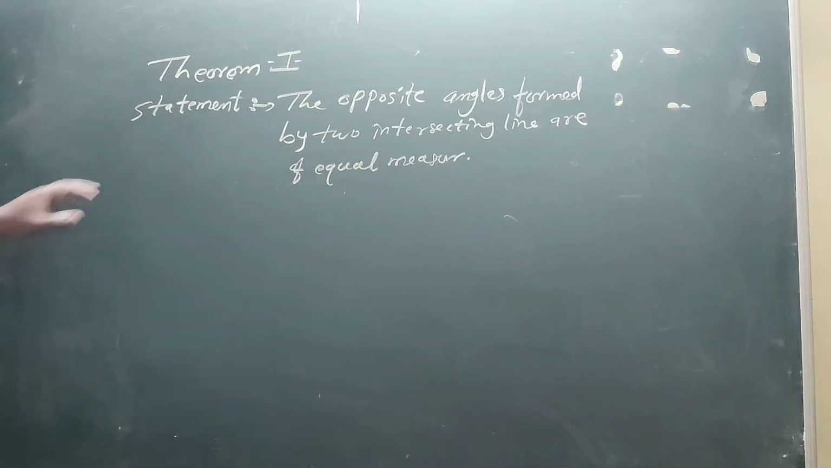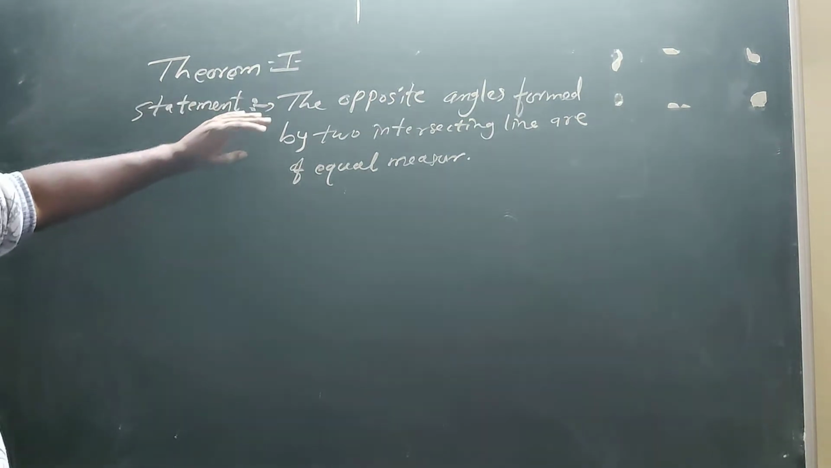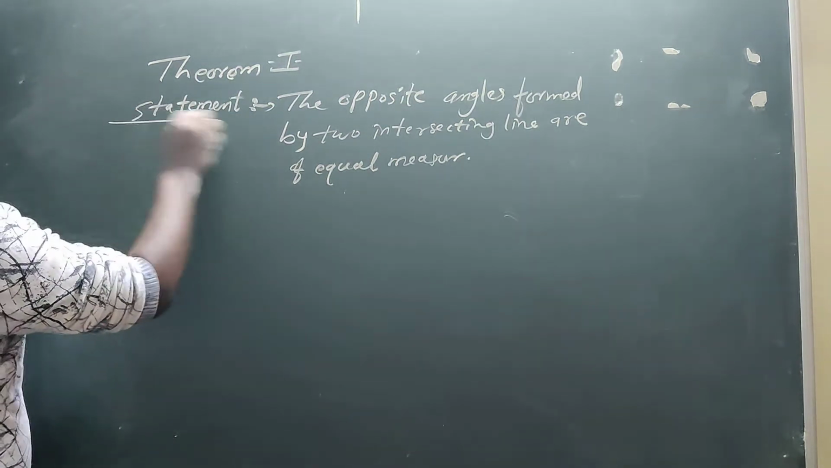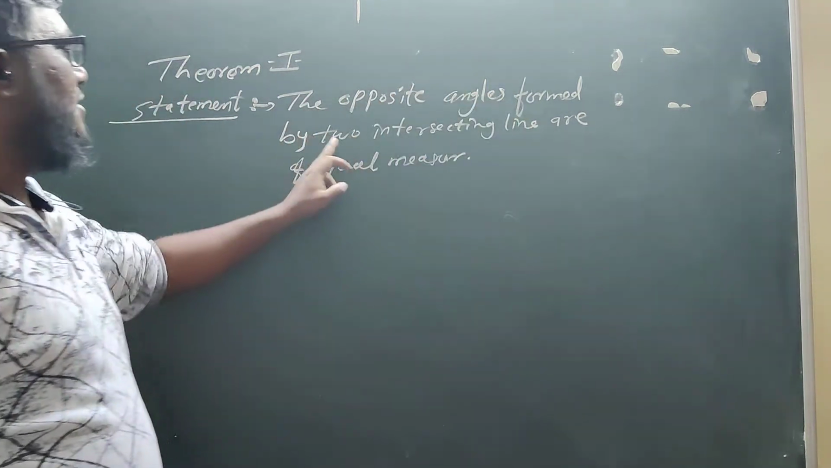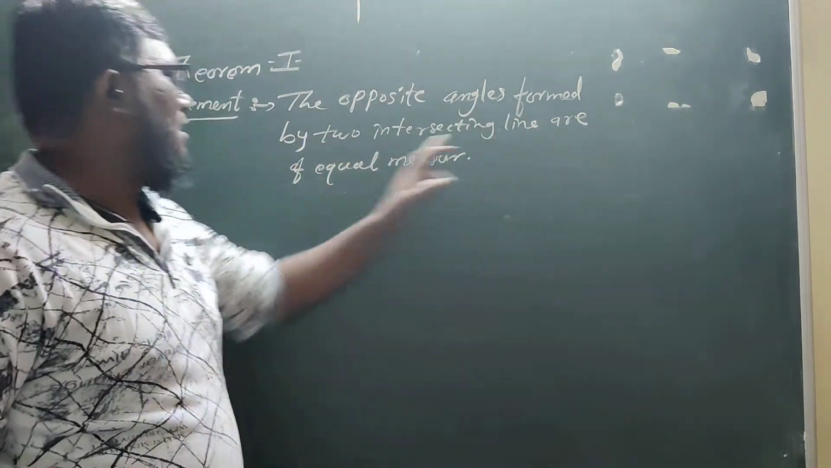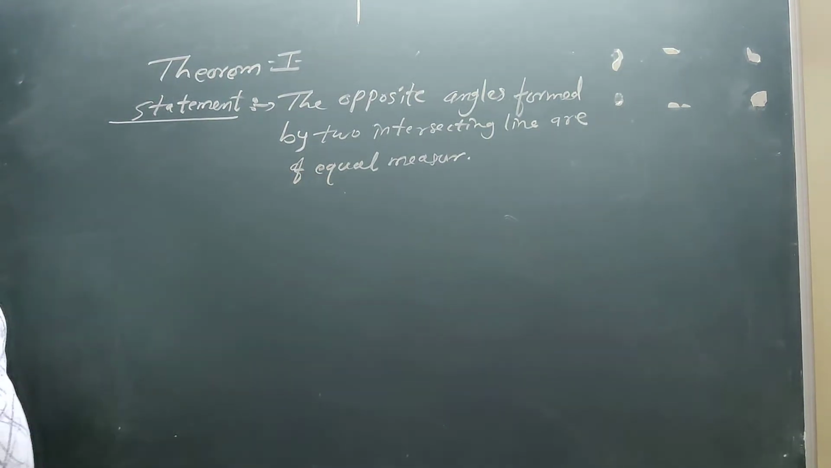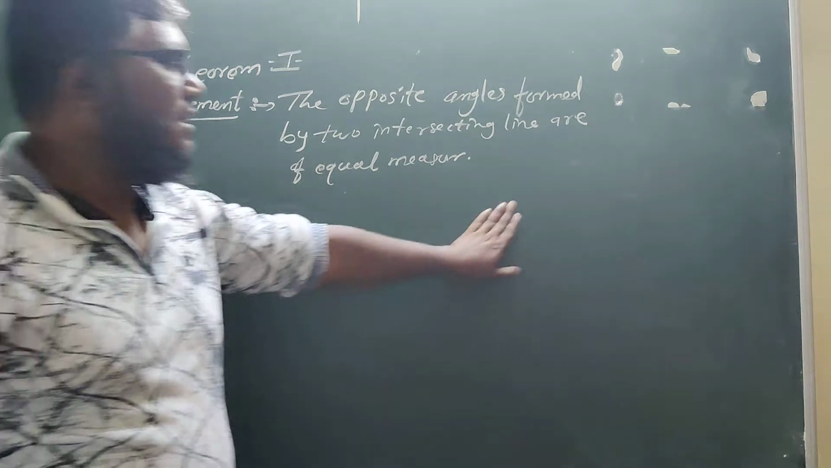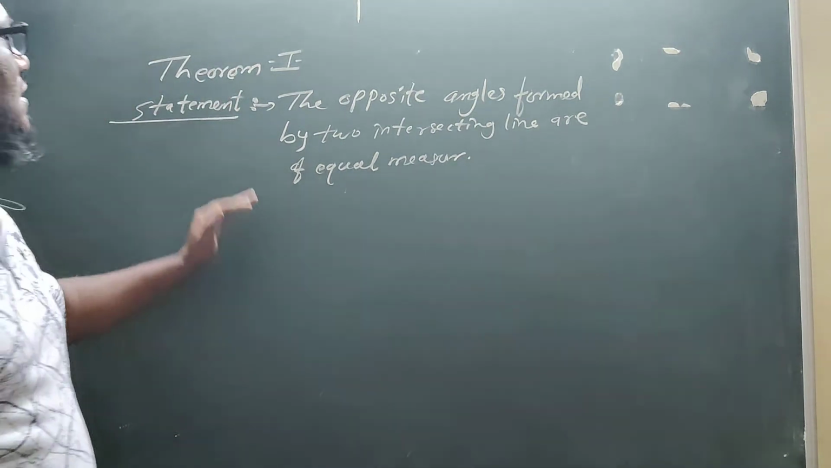Hello everybody. Now we are going to continue the first topic, in which the first theorem is like this. The statement of the first theorem is given here: the opposite angles formed by two intersecting lines are of equal measures. Now we have to prove this theorem with the help of the diagram which I am going to draw now, and I will prove the theorem.